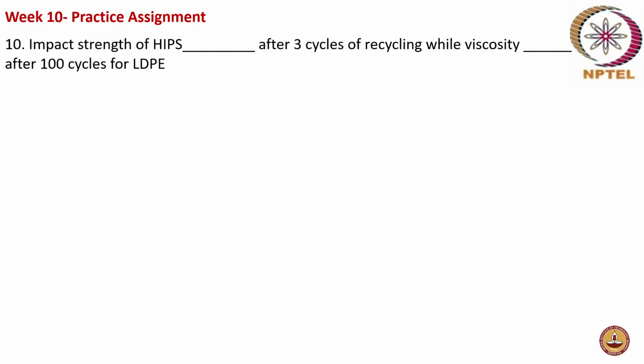Okay, the next question. Impact strength of high impact polystyrene dash after 3 cycles of recycling, while viscosity dash after 100 cycles for LDPE. So, does it increase or decrease in both the cases?